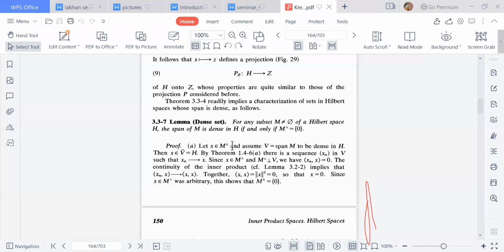We know that a subset capital M of a metric space capital X is said to be dense in capital X if closure of M is equal to capital X. Here, span of capital M is dense in capital H. It means that every element of capital H either belongs to span of M or is a limit point of span of M.